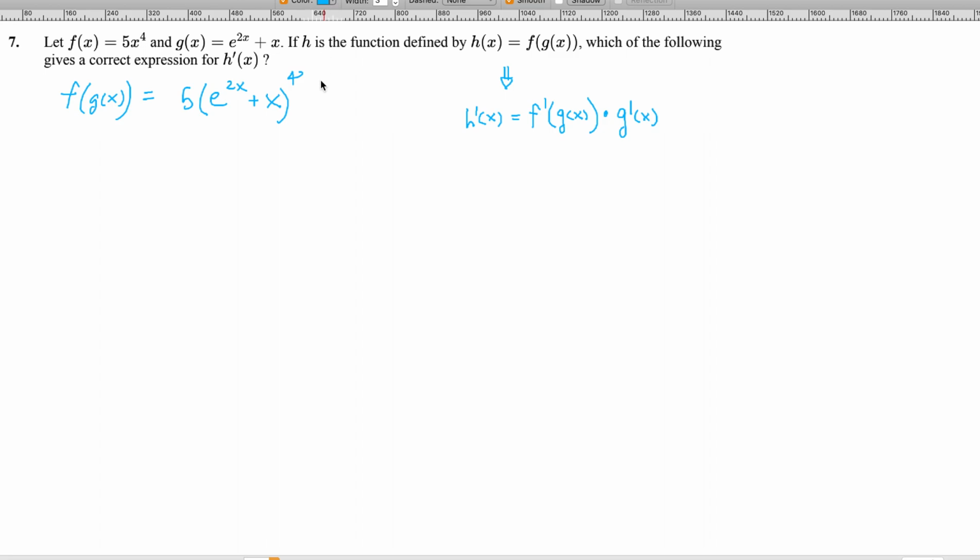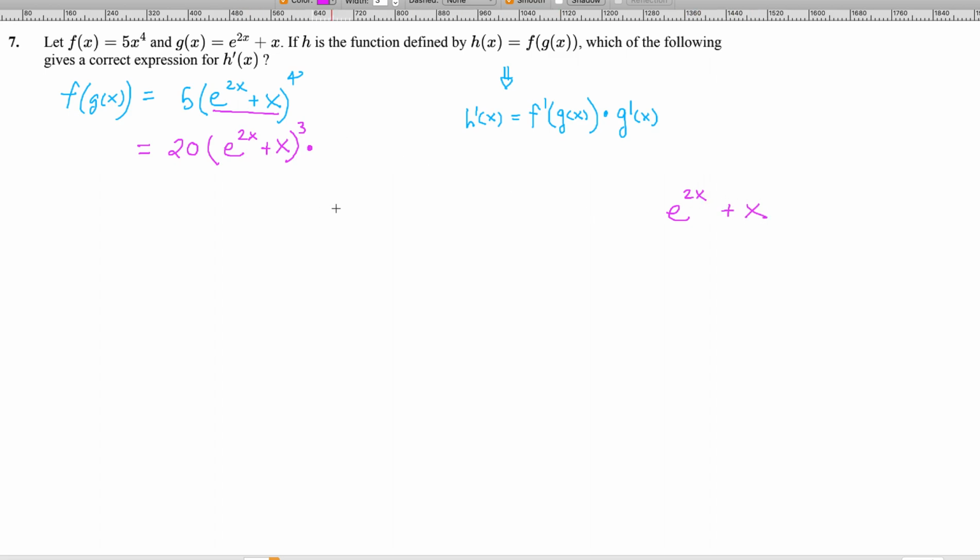You could say that this whole thing is the inner function. The derivative of the outer, if this is like u, is 5 times u to the fourth. You bring down the 4, it becomes 20, 4 times 5. The inner function stays the same, the exponent goes down by 1. And then you multiply by the derivative of the inside function, which is e to the 2x plus x.